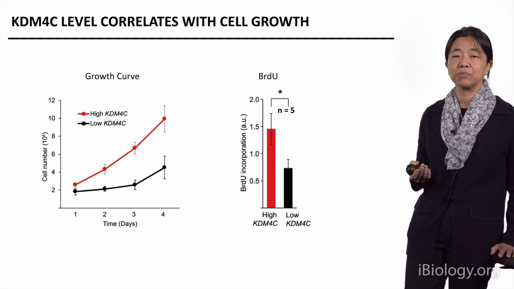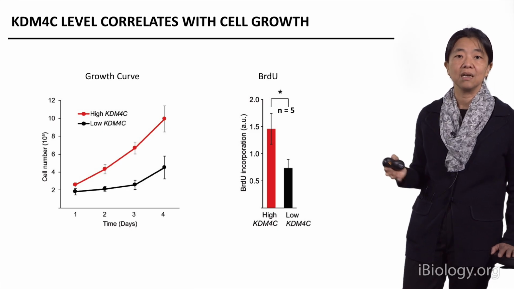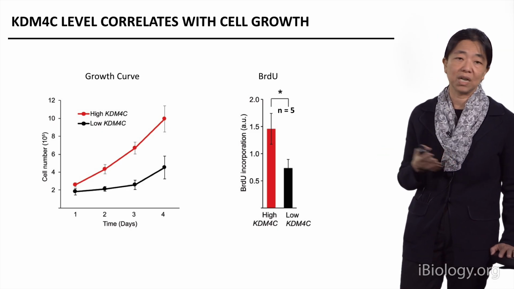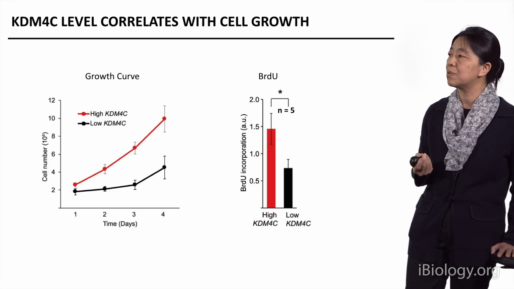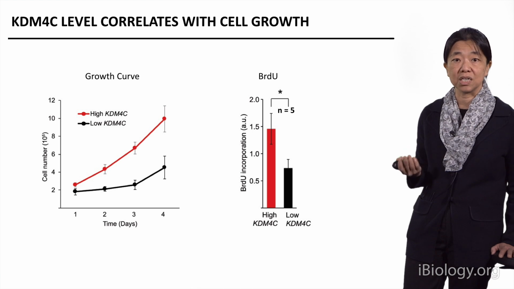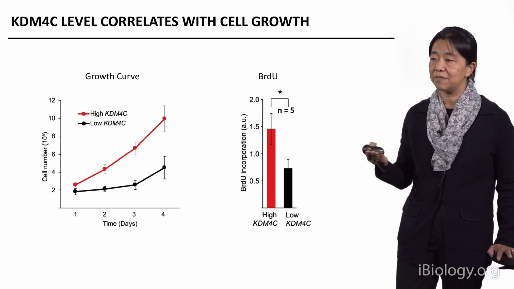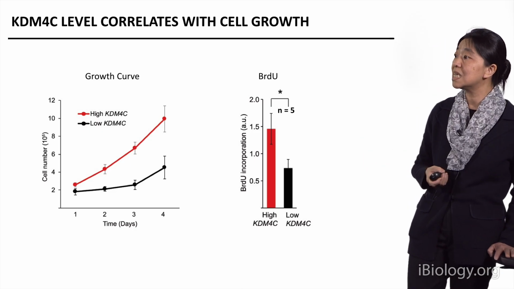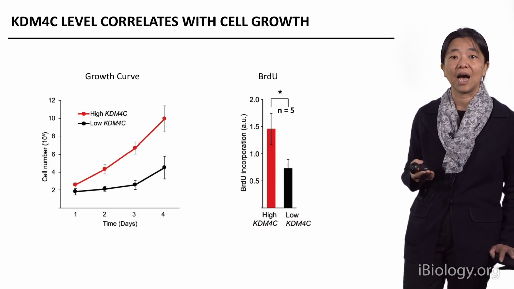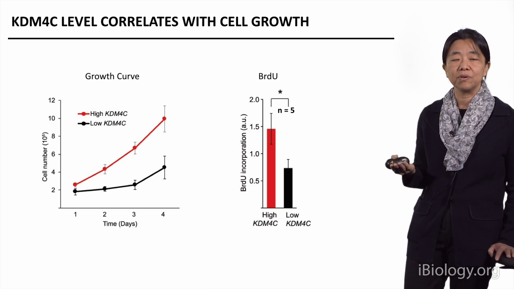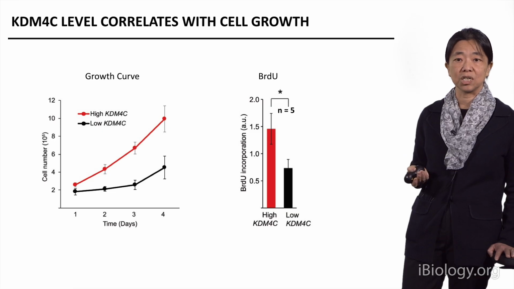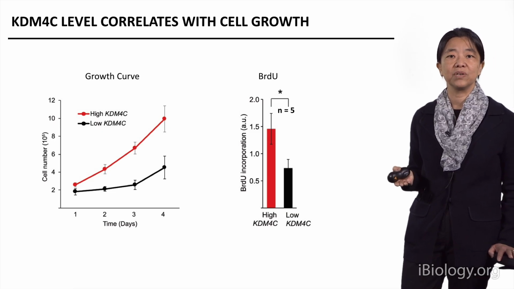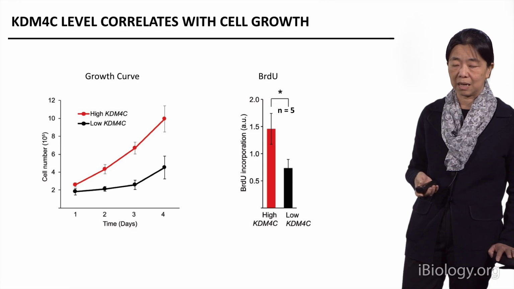We measured growth by using 2 different assays. One is a simple assay, basically measuring how fast their cells grow using a growth curve. Another one is an assay called BrdU that allows us to measure how fast cells grow. So we see here that individuals with high KDM4C levels grow faster, both by a growth curve and also by the BrdU assay, compared to individuals who have low KDM4C levels.